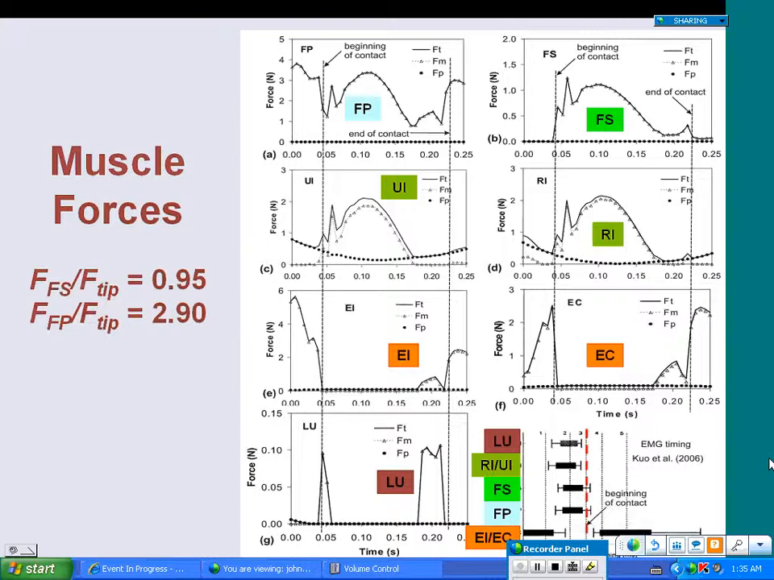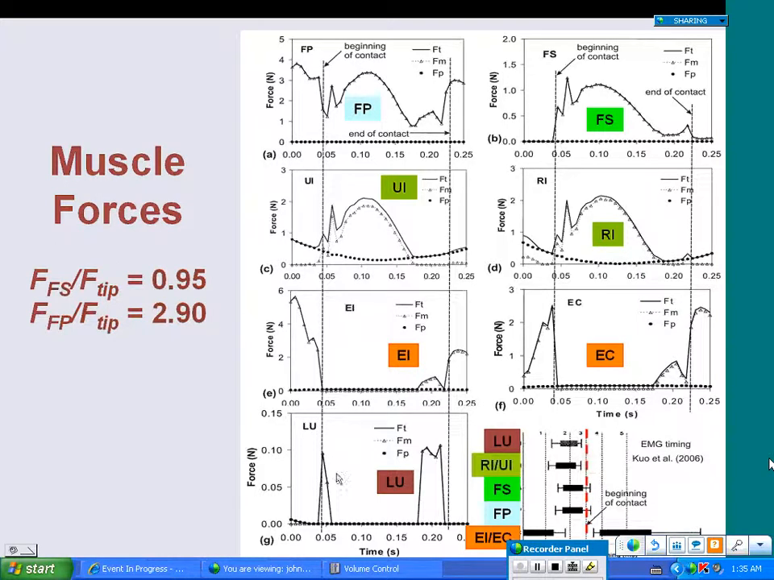There are two muscles, EI, EC. They are also symmetric on the top of the finger. They are activated well before and well after the typing activity. These two muscles are before and after typing. Again, they are consistent with the EMG measurements. Only one muscle which is not consistent with the prediction is the LU muscle.